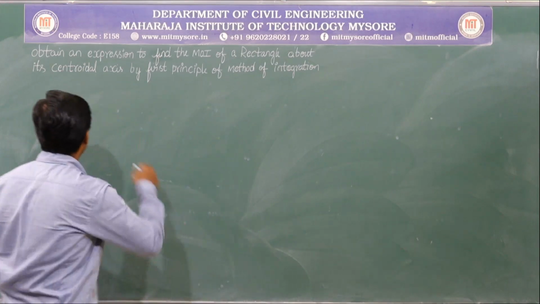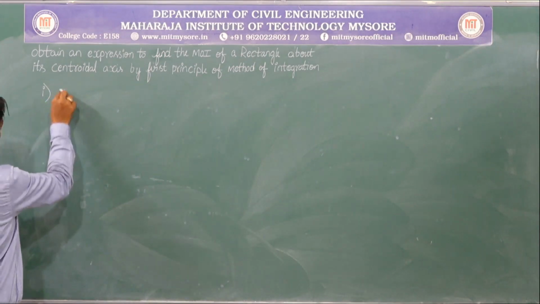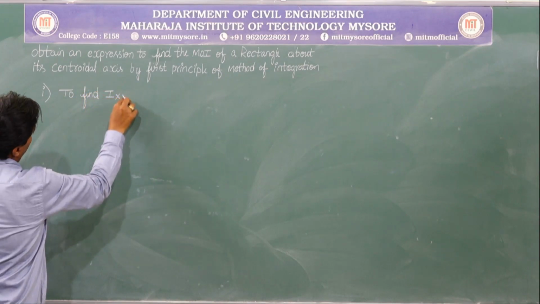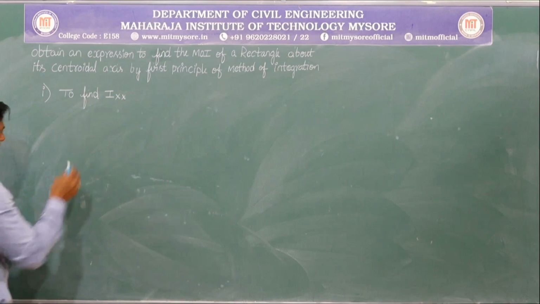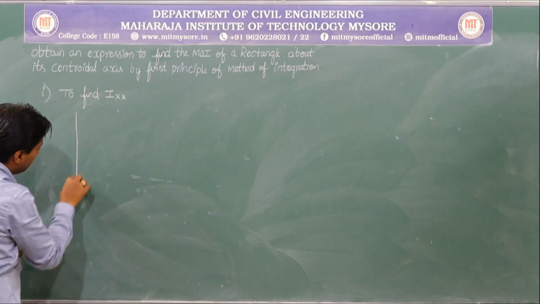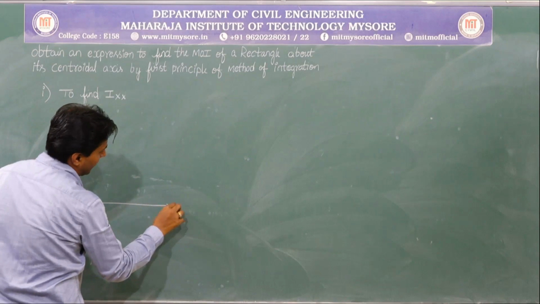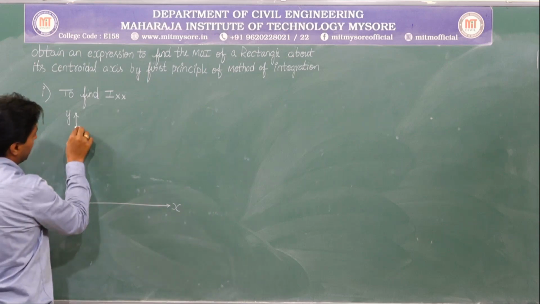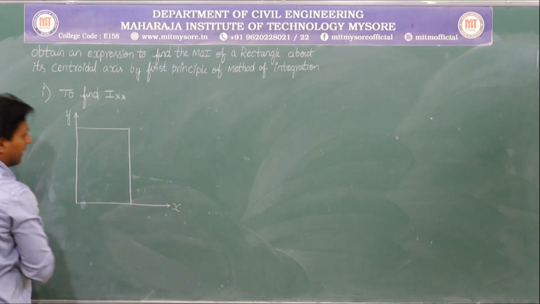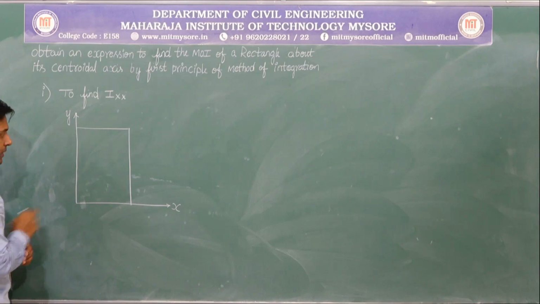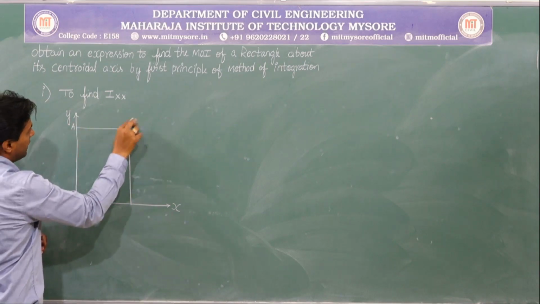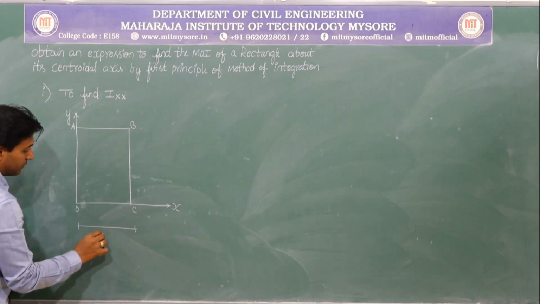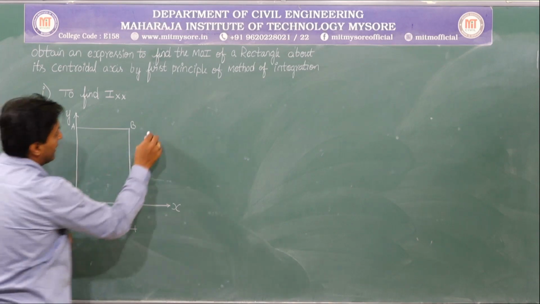So let me start doing the derivation. To do that, first let me take up the heading to find Ixx. It is the moment of inertia about x axis. Now I will be considering the x axis and y axis, and I will be considering a rectangle here. Let me call that rectangle A, B, C, D. And let the base of that particular rectangle be B and depth be D.